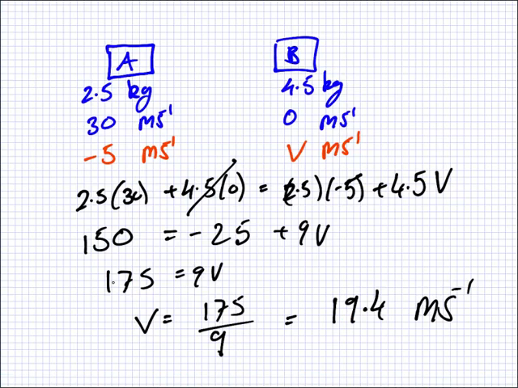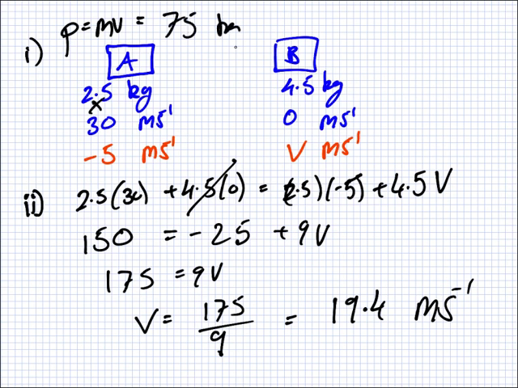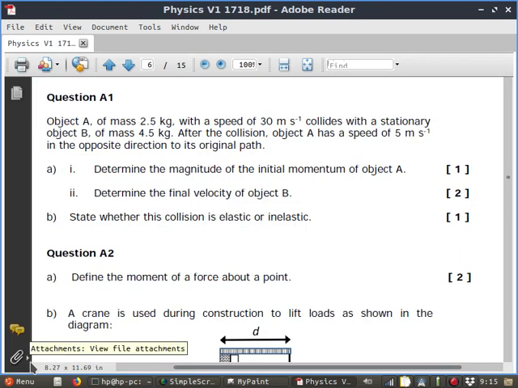Oh, that was actually part 2. Part 1 is just what's the momentum, which is mv, which is 30 times 2.5, which is 75. Okay, you got 1 mark.